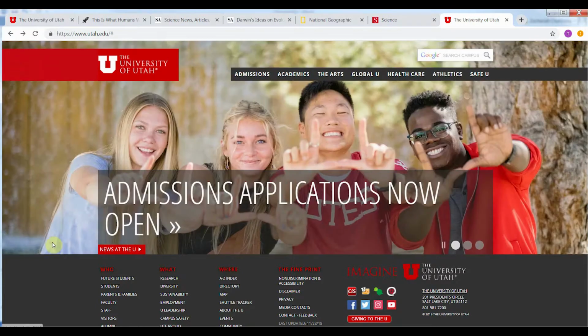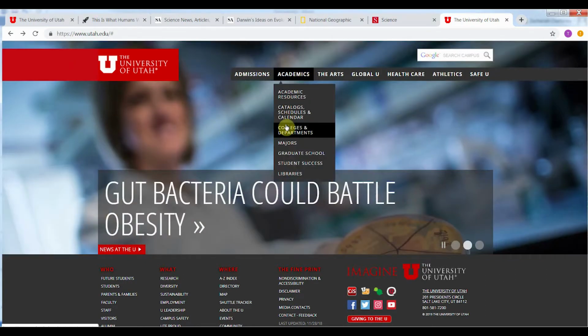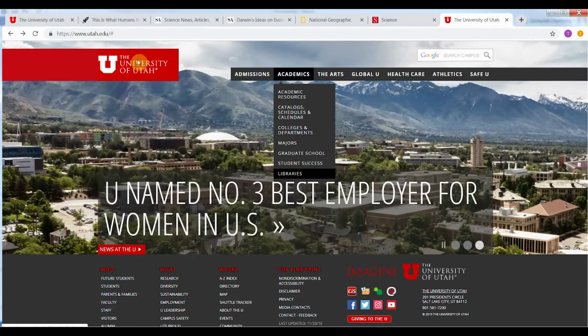This is the University of Utah's webpage. Where we're trying to get to is the library database. So you may know how to get to Marriott Library faster than I am getting to it here. You can just Google Marriott Library. I almost always start from utah.edu because everybody knows how to get there.